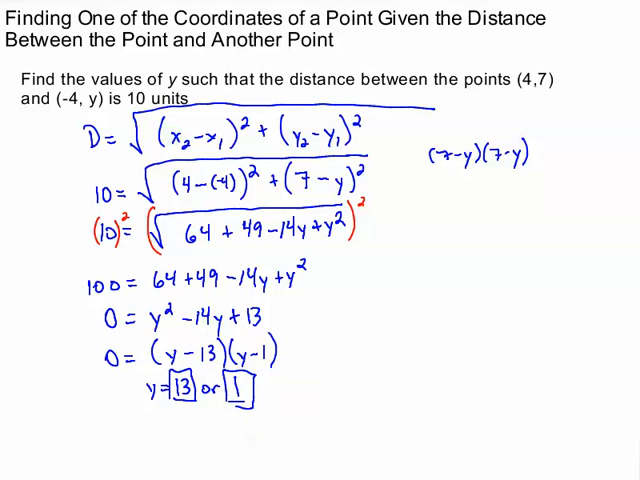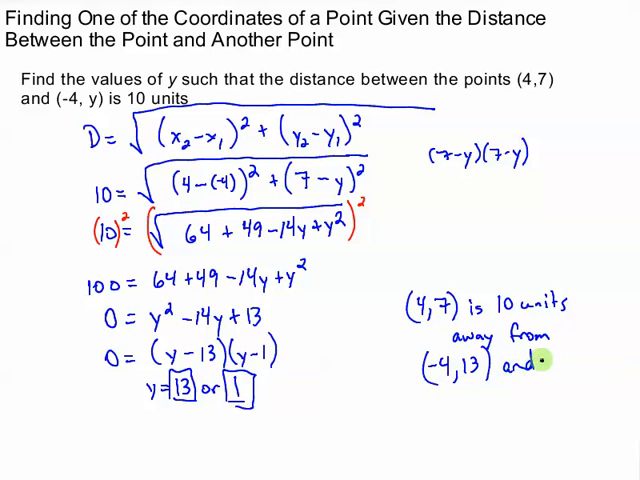What that means is that the ordered pair (4, 7) is 10 units away from the ordered pair (-4, 13), since y could be 13, and it's also 10 units away from the ordered pair (-4, 1), since the other y value could be 1. So it's 10 units away from both of those ordered pairs because the y could be either one of those.